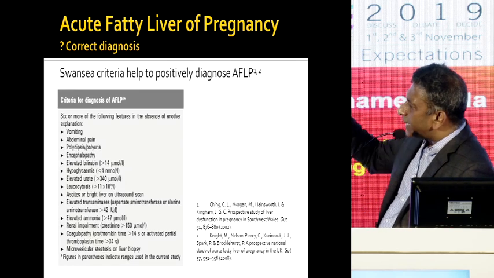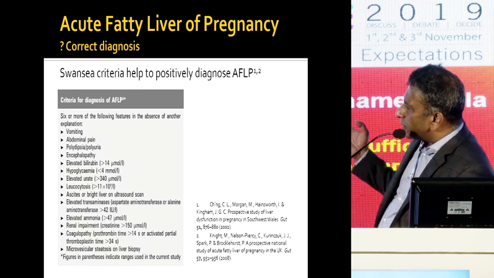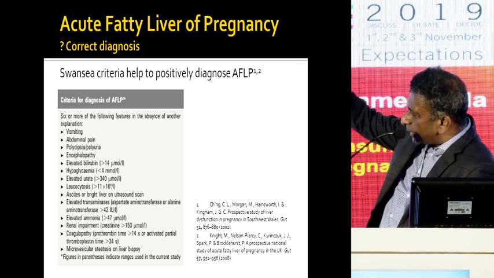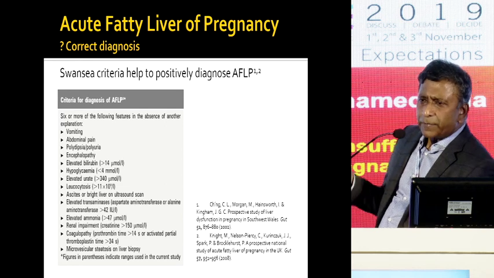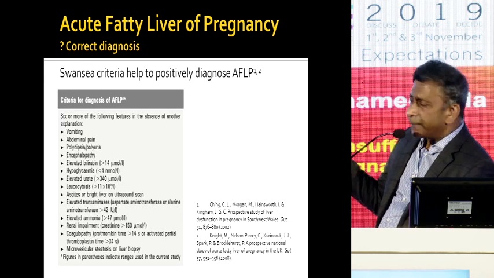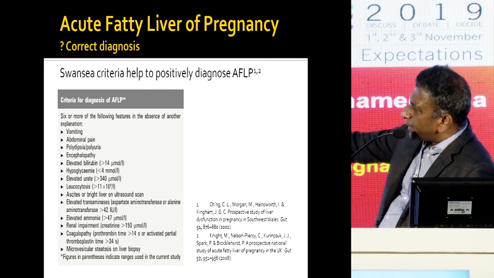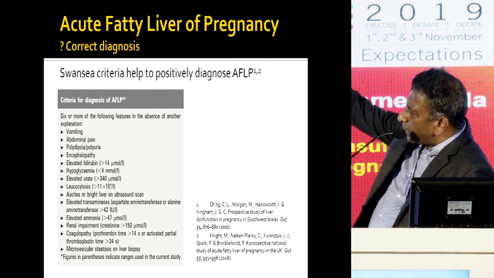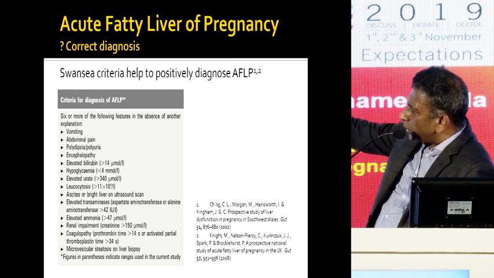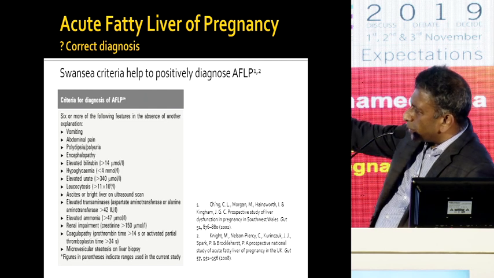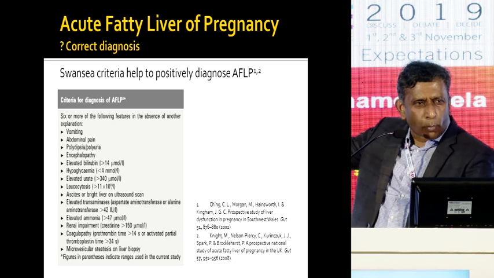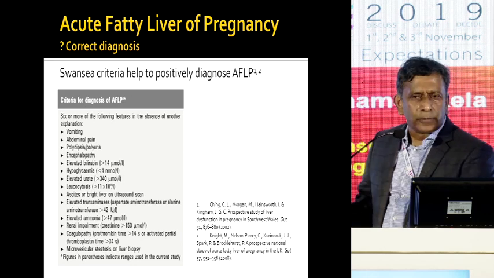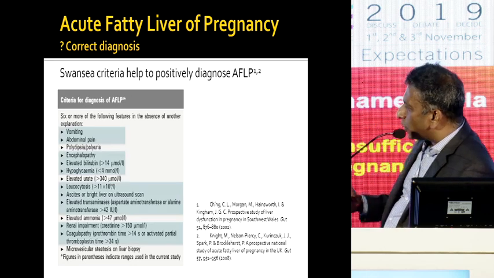And you also have set criteria for diagnosing fatty liver disease. This is the Swansea criteria. You've got about 12 in the list. 6 out of the 12, your chances of having fatty liver of pregnancy is there. But what is strange about these criteria is you'll see many of them, like vomiting, abdominal pain, polyuria, then you have leukocytosis. You've got 5 of them which are unrelated to liver. So there'll be only one related to the liver. And therefore, really, the accuracy of this criteria is not very good.